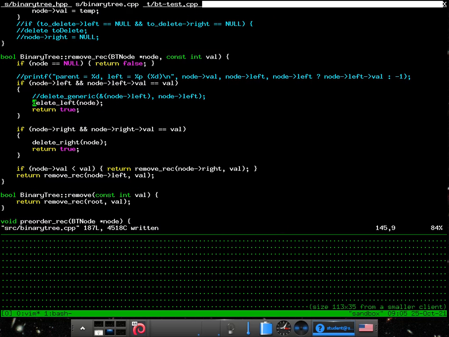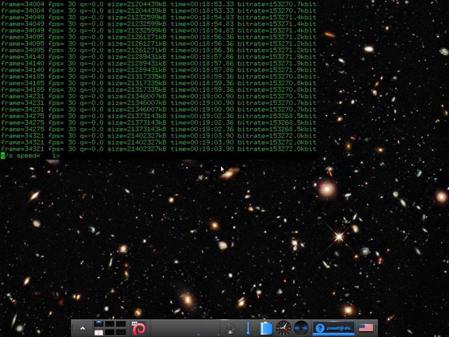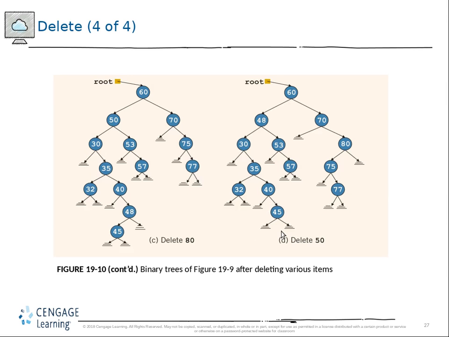All right, any questions? Comments? Screams? All right. Oh wait, let's go through the slides. Hey, look, we deleted the 45. It's gone there. Delete the 30. Where was the 30? Oh yeah, 30 is right here. So it just took the whole 45 down, shoved it up to the 50. We're good. And then deleting the 80. The 80 was over here, so they deleted it and just moved the 75 up. And then deleting the 50. The 50 was right here, just like we did. And they copied the 48 up there and moved the 45 up.